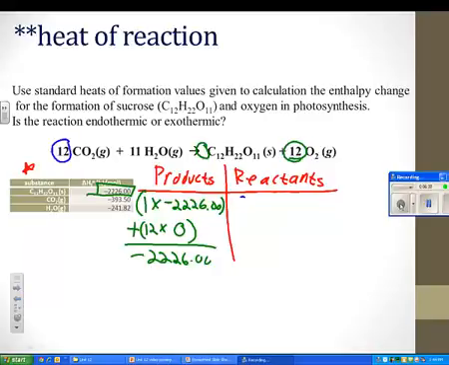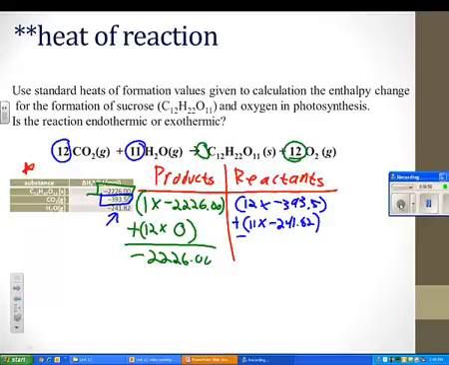Then you move to the reactant side. 12 from the CO2 times the graph value of CO2, negative 393.5. Plus the next one, the 11 from the water, times the graph value from the water, negative 241.82. Put that in your calculator. Make sure you're using your parentheses. That's going to give you negative 7382.02.